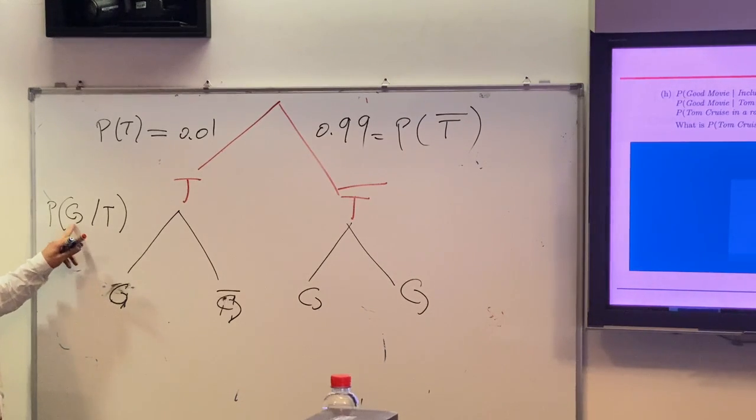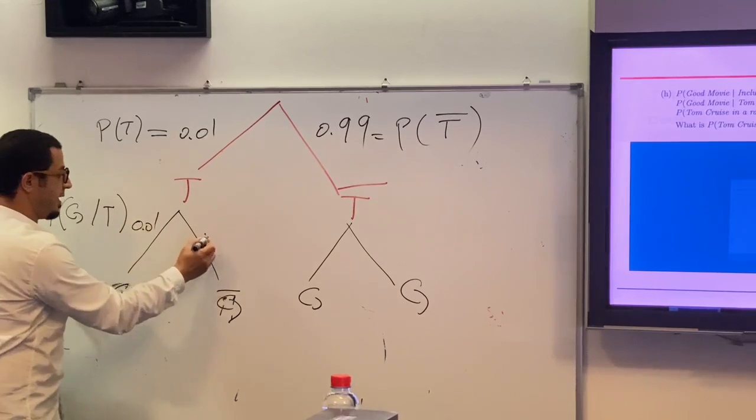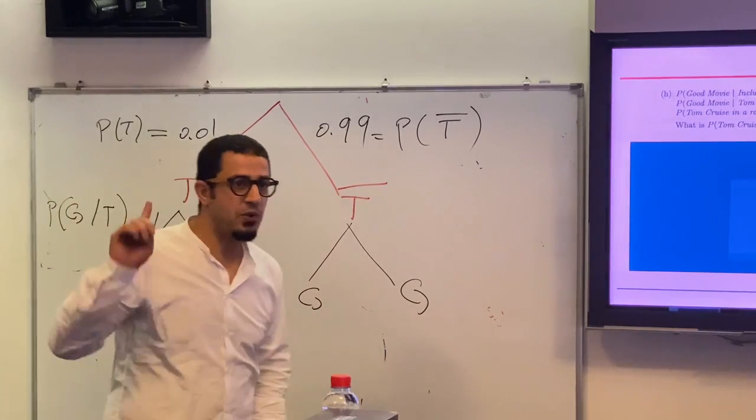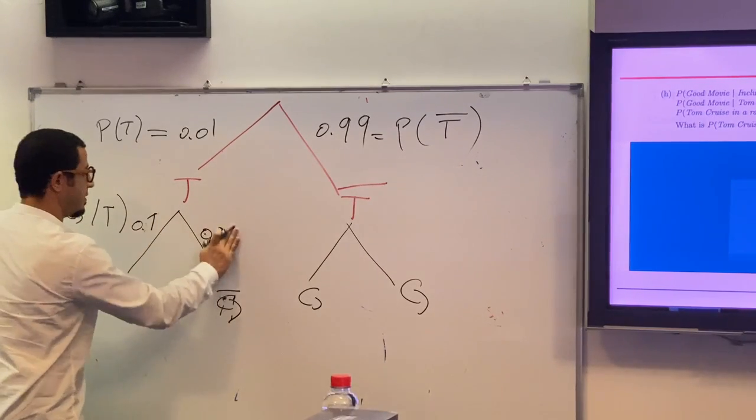Tom is good. Good movie. Is 0.1 here? What should be here? The both 0.01? No, 0.1 here. Yeah, 0.1 and here 0.9.